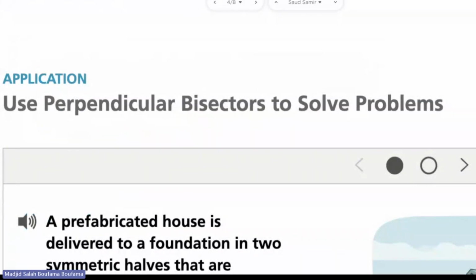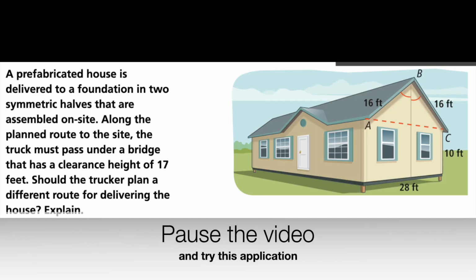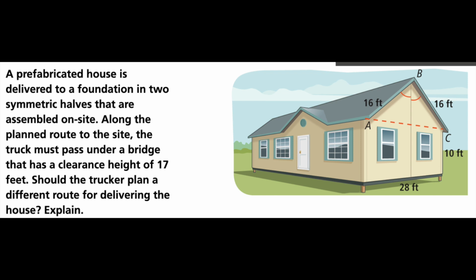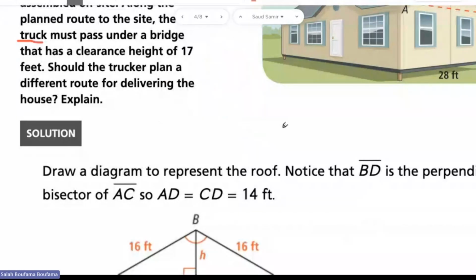Now we have a real life problem. Let's read the story. Along the planned route to the site, the truck carrying the house parts must pass under a bridge that has a clearance height of 17 feet. Now we start our problem. Our problem is the bridge. The bridge is made in this shape.